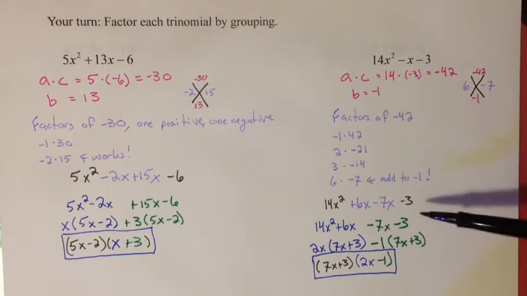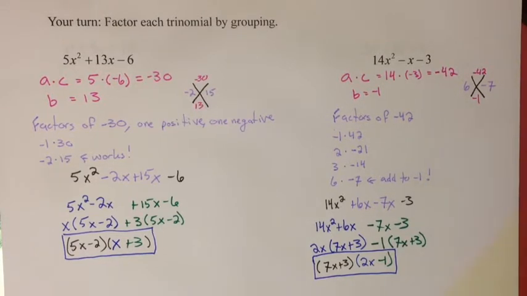So I use those two numbers to rewrite my middle term so that my polynomial is now 14x squared plus 6x minus 7x minus 3. And then I group my terms, so I have 14x squared plus 6x and negative 7x minus 3. From my first two terms, I can pull out a 2x, which leaves behind a 7x and a 3.